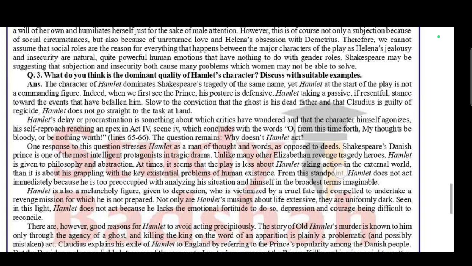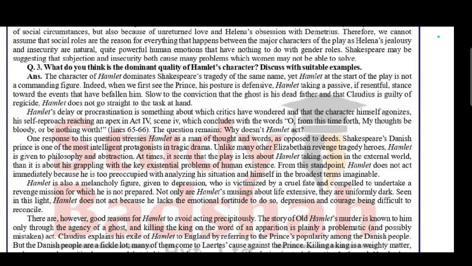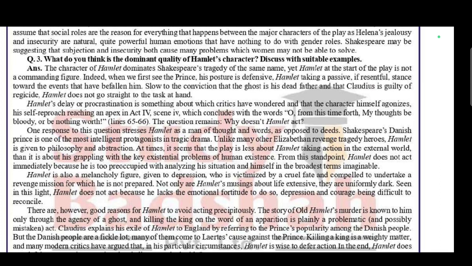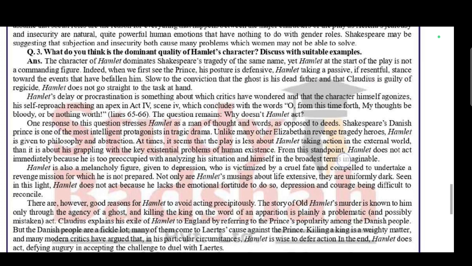Therefore, we cannot assume that social roles are the reason for everything that happened between the major characters of the play, as Helena's jealousy and insecurity are natural, quite powerful human emotions that have nothing to do with gender roles. Shakespeare may be suggesting that subjection and insecurity both cause many problems which women may not be able to solve.